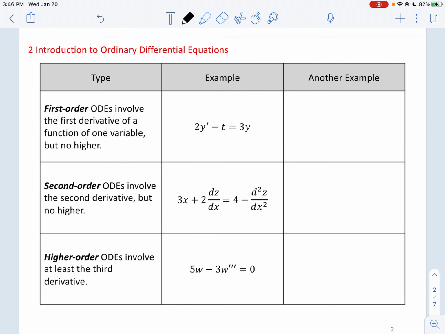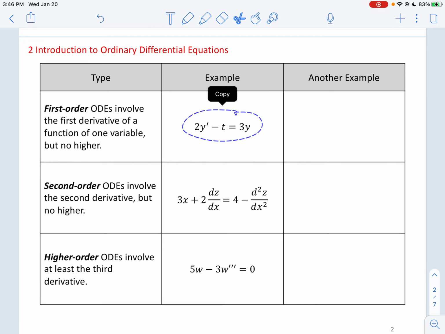Now there are multiple types of differential equations, of ODEs. One way to distinguish one from the next is what the highest derivative present is. So a first order ODE involves the derivative of a function of one variable but no higher, meaning just the first derivative, but no second or third derivatives, etc. are present. So here's an example of such a thing.